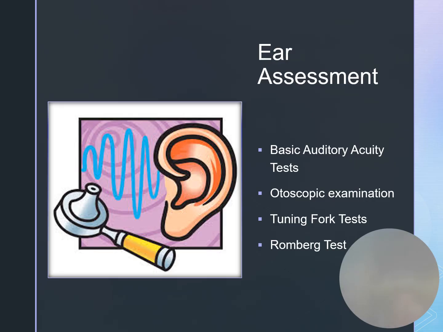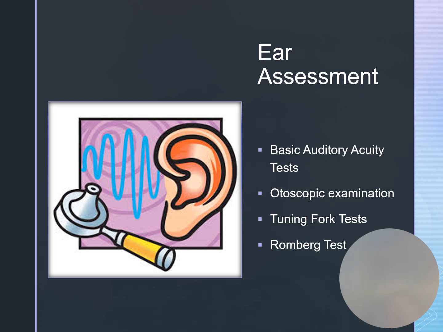When we do ear assessment, we can do the basic auditory acuity tests, such as the whisper test, which is a very simple but gross auditory acuity. We stand behind a client a couple of feet away and we whisper a word, having them cover one ear, then have them cover the other ear. We whisper another word and see if they're able to hear it.